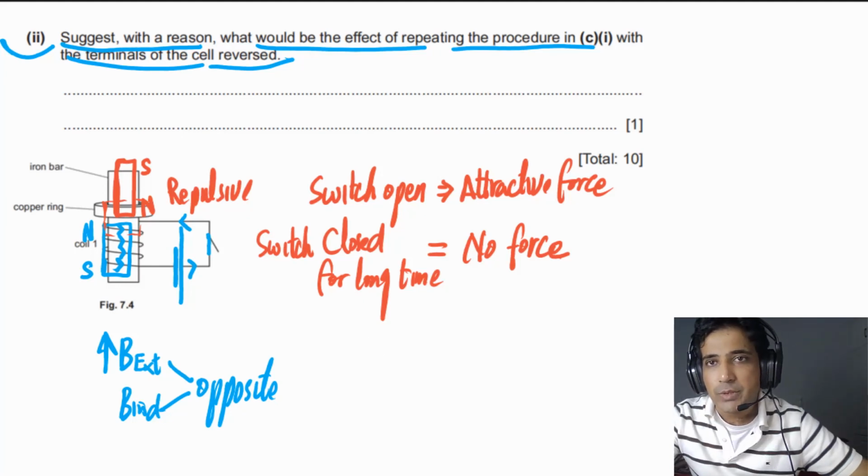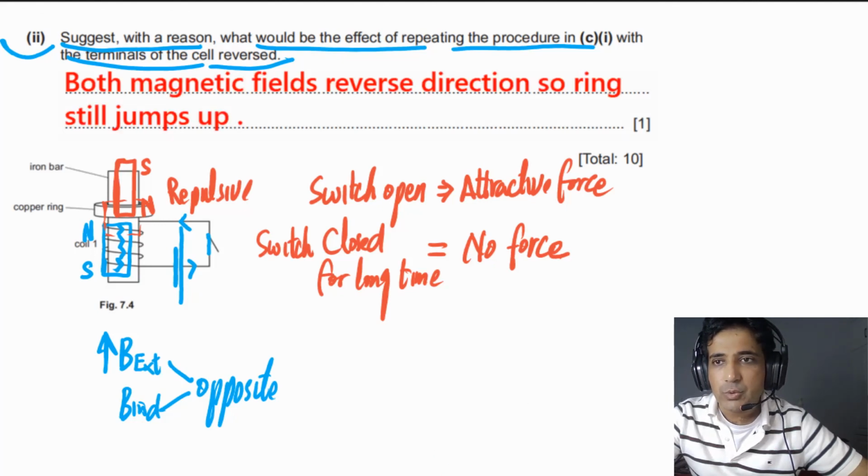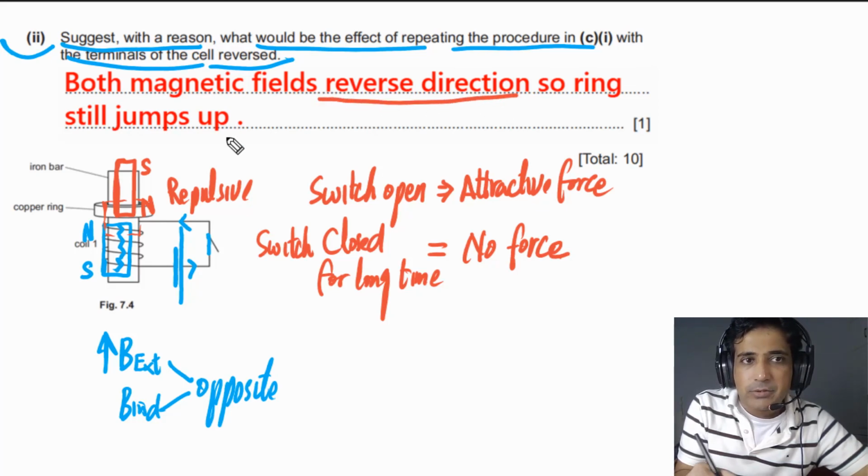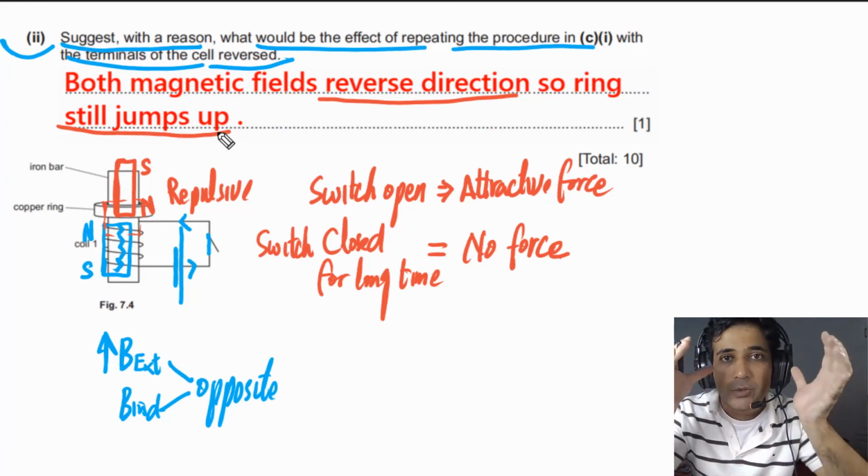Let me show you the answer. In order to write down the answer for this question, simply you can say both magnetic fields, direction is reversed, so still there is an upward force on the ring. And that's all you need to understand. I hope this question is very clear to you.